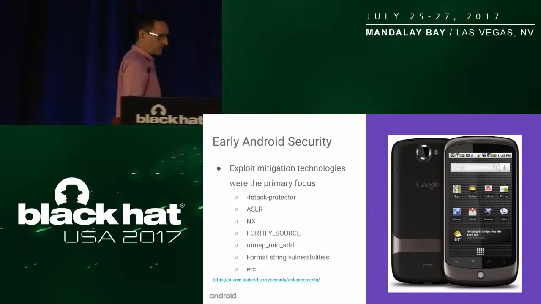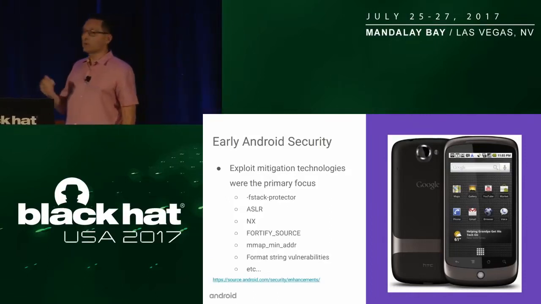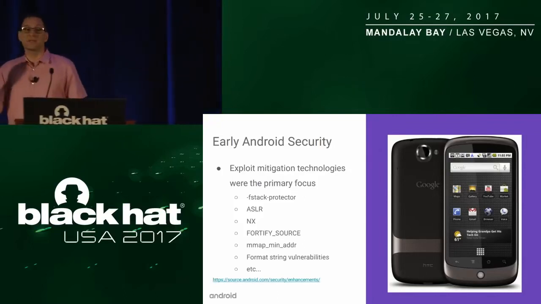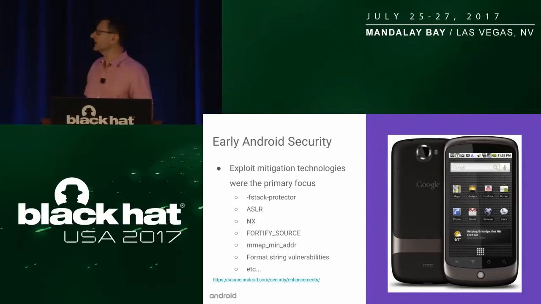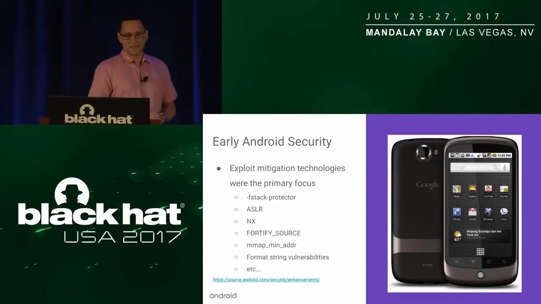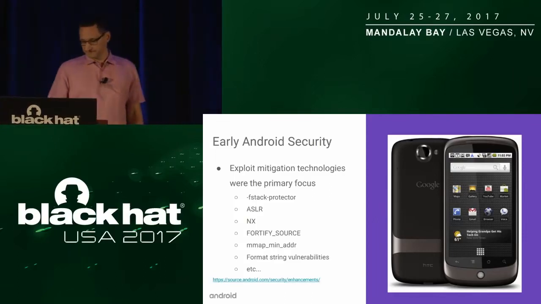Very early on, our strategy to approach Android security bugs was really focused on exploit mitigation technologies: ASLR, NX, fortified source. And we spent a lot of time trying to do that in an effort to make sure that we could shut down and eliminate security bugs.